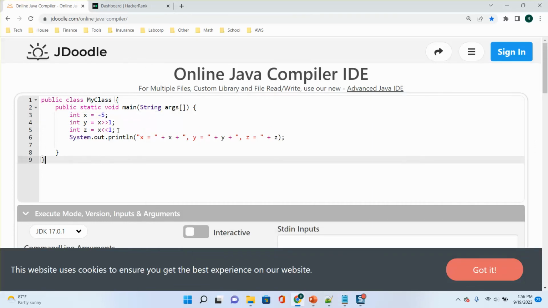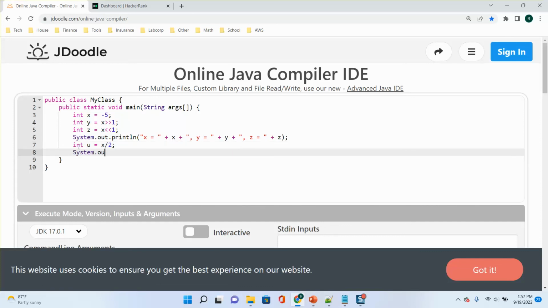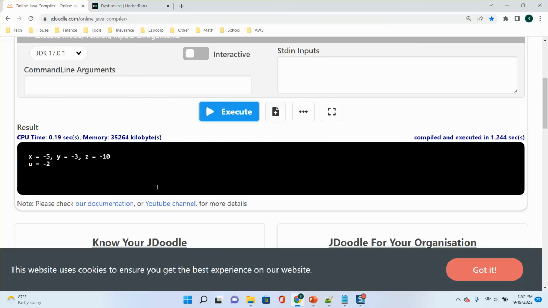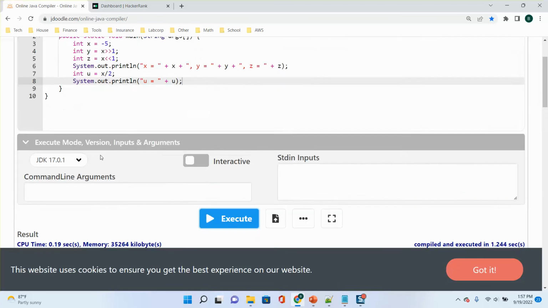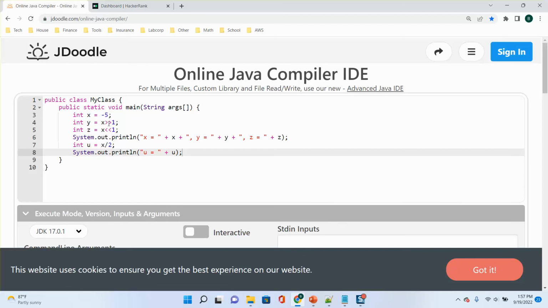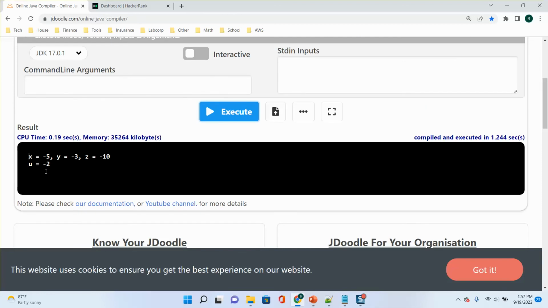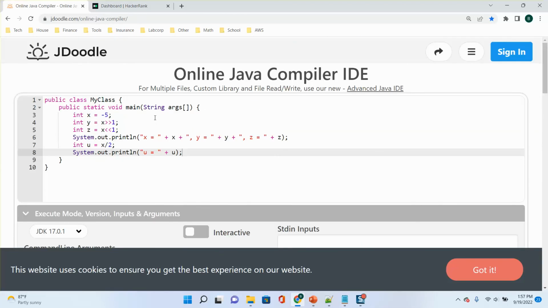So we can also add one more thing: int u equals x divided by 2. Let's talk about what is u. Is that the same? u equals plus u. In this way, if you use divide, it's negative 2. But if you use shift, the negative number is different. So this is negative 3 and this is negative 2, a little bit different. For the negative, it's more complicated.